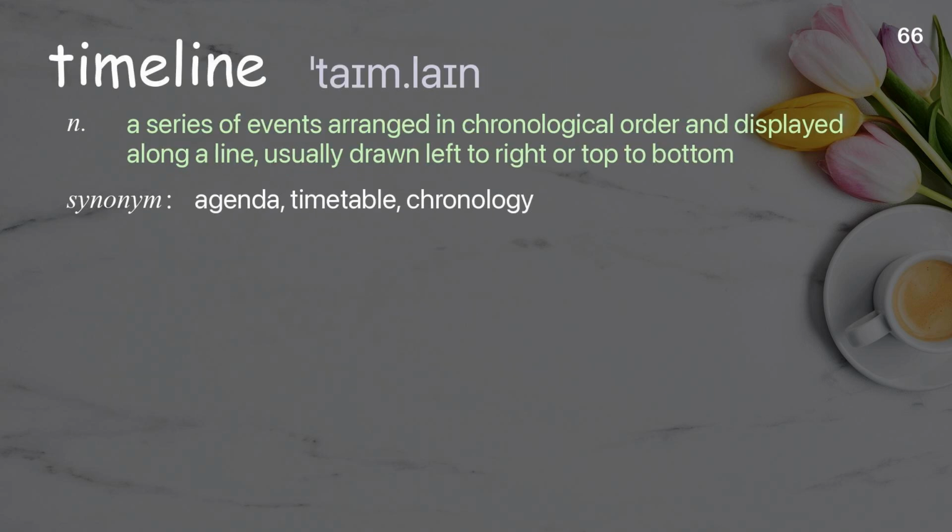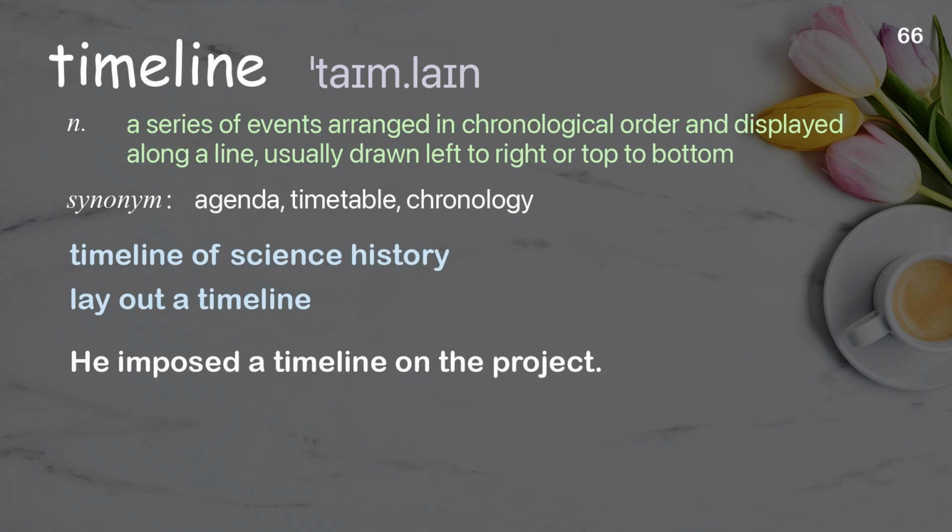Timeline. A series of events arranged in chronological order and displayed along a line, usually drawn left to right or top to bottom. Examples: timeline of science history, lay out a timeline. He imposed a timeline on the project.